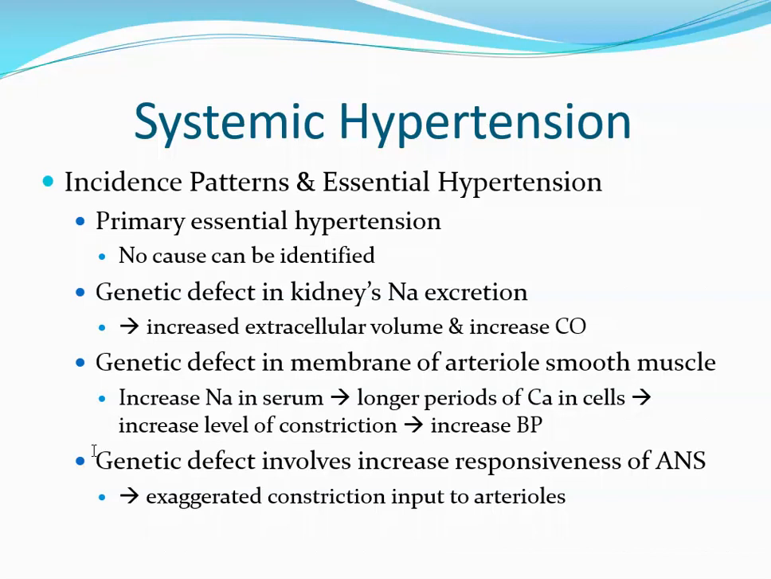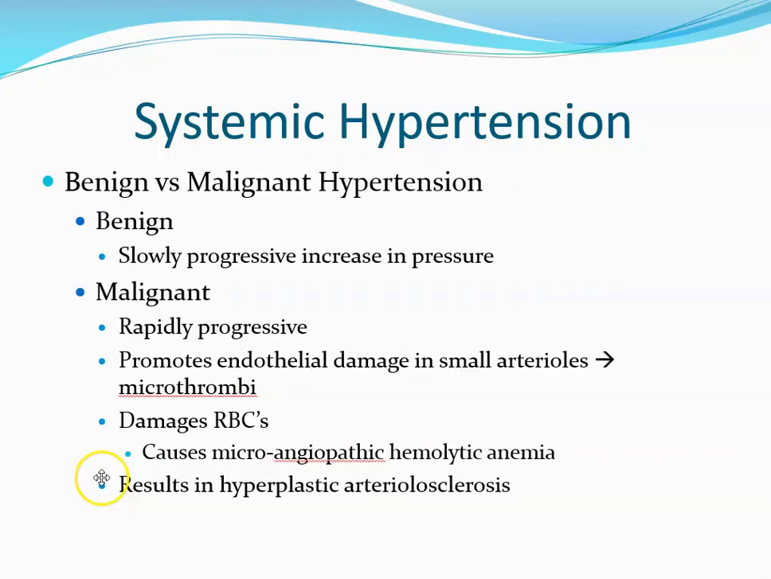It could also be due to a genetic defect that involves an increased responsiveness of the autonomic nervous system. As a result, they will have exaggerated constriction input to the systemic arterioles. This may be the link between stress and hypertension. Increased stress results in an increased activation of the autonomic nervous system, an increased release of epinephrine, and this can cause the high blood pressure.